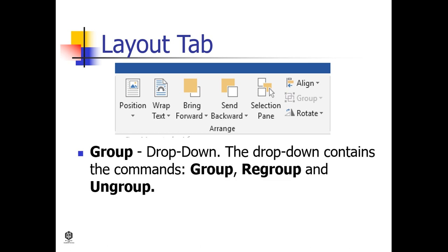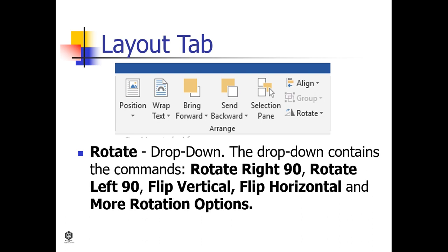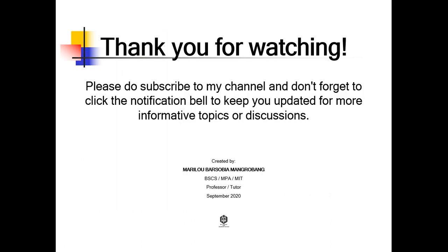Group drop-down. The drop-down contains the commands group, regroup, and ungroup. While the rotate drop-down, the drop-down contains the commands rotate right 90, rotate left 90, flip vertical, flip horizontal, and more rotation options. That's all the discussion about the MS Word Layout tab and functions.